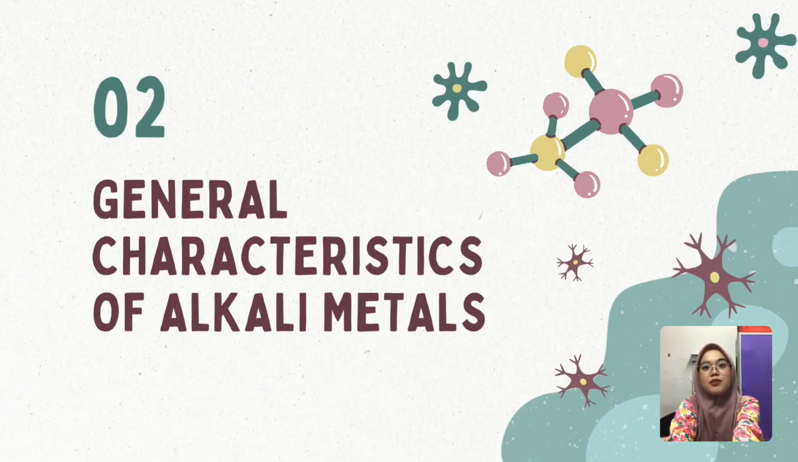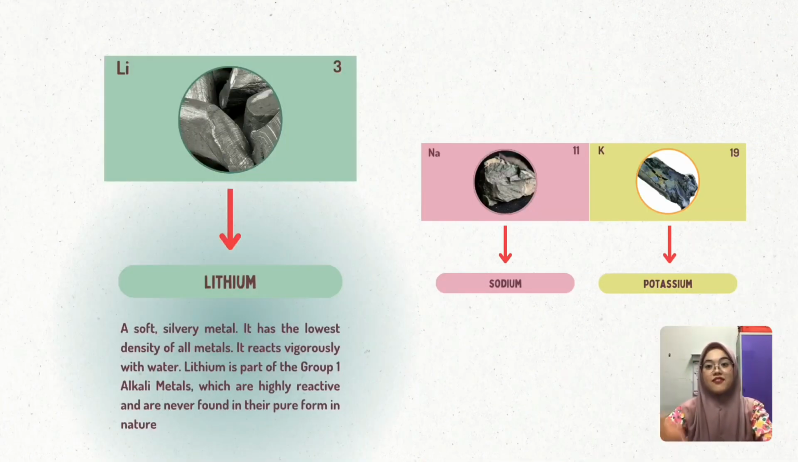In this part, I will be talking about the general characteristics of alkali metals. The first one is lithium. Lithium is a soft and silvery metal that has the lowest density in group 1 of the periodic table. It reacts actively in water. Some of the important uses of lithium is in rechargeable batteries that are commonly used in electronic devices. It also has a high specific heat capacity, which makes it in high demand in glass and ceramic manufacture.